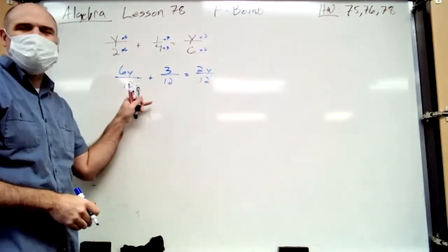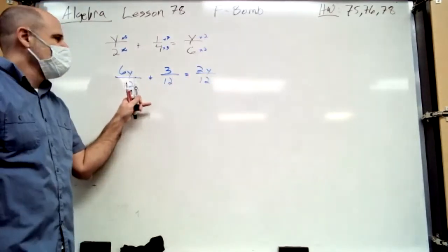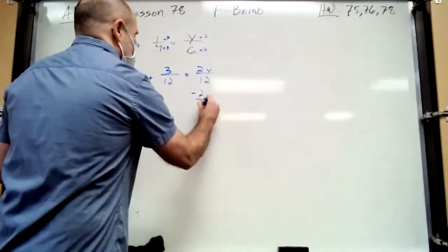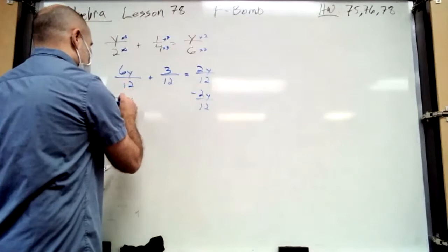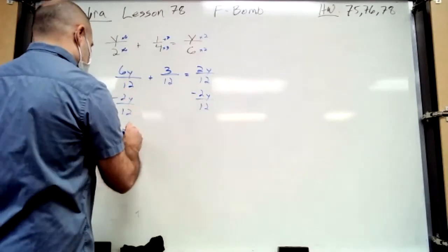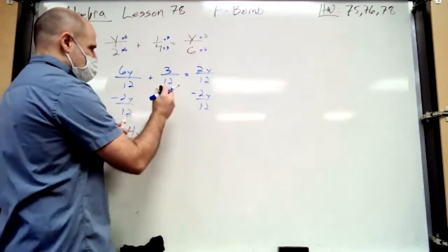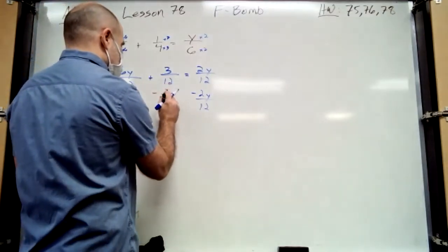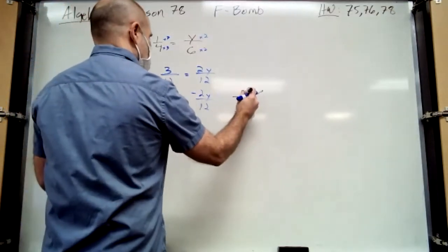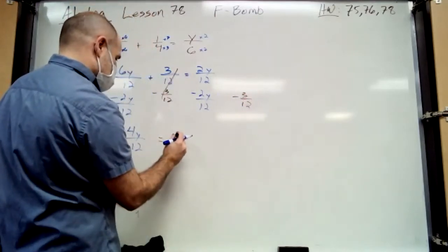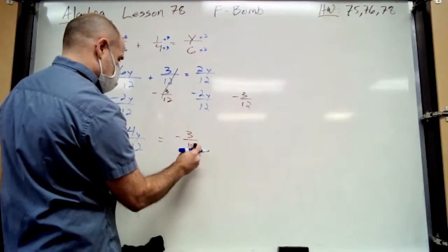2y over 12 is smaller than 6y over 12, so get rid of that. Subtract 2y over 12 from both sides, and then you get 4y over 12. And then I'm going to do this at the same time: get rid of 3/12 on both sides. So then you get equals negative 3/12.